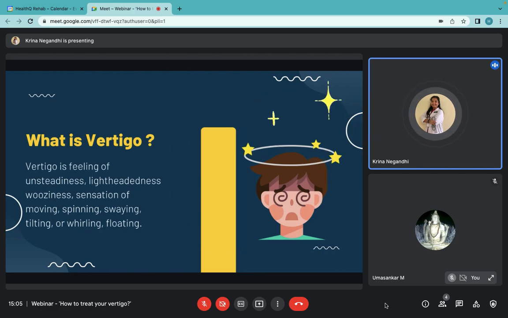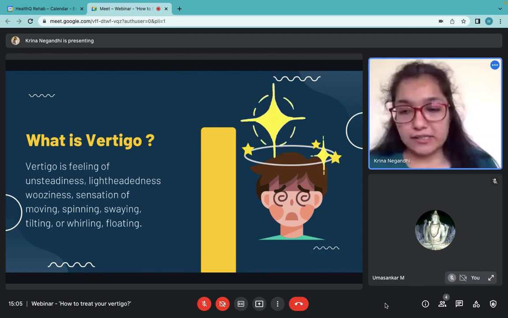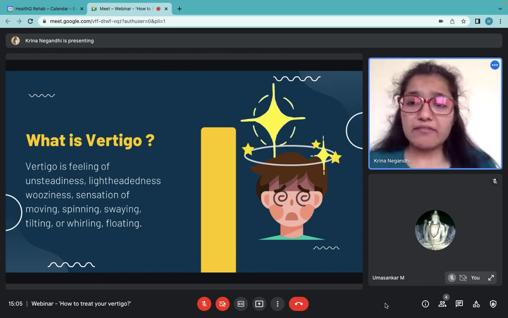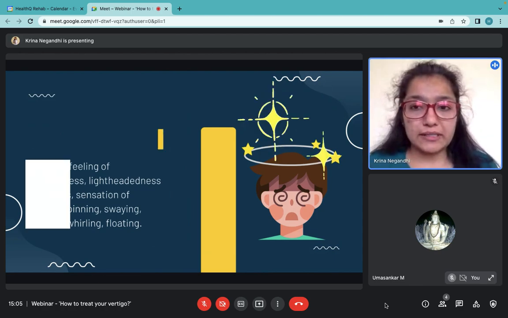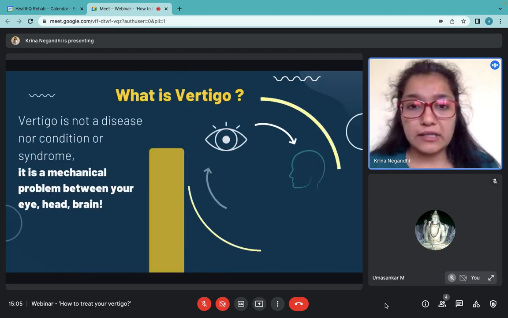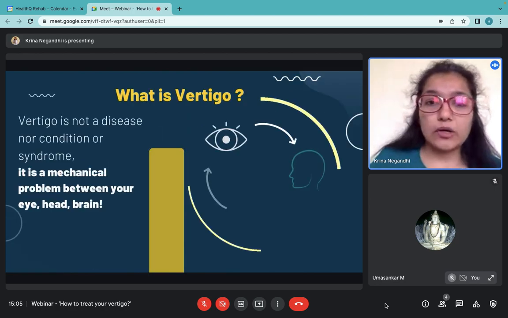As we understand what vertigo is, vertigo is a feeling of unsteadiness, lightheadedness, wooziness, a sensation of moving, spinning, tilting and a floating sensation. And where is this sensation basically coming from, and who is suffering from this? So why does this vertigo come up?